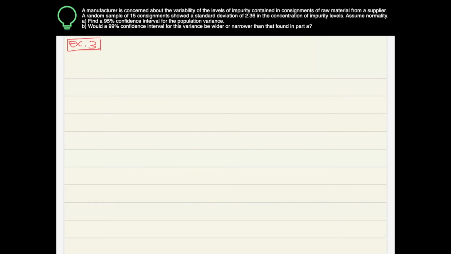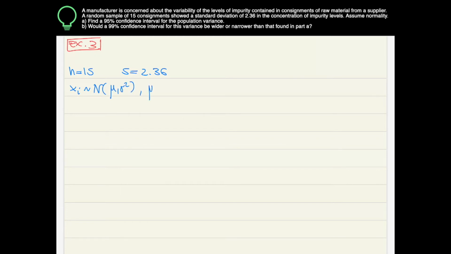A manufacturer is concerned about the variability of the levels of impurity contained in consignments of raw material from a supplier. A random sample of n equal 15 consignments showed a standard deviation of 2.36 in the concentration of impurity levels. With this phrasing, what is intended is that the sample standard deviation is 2.36. We can assume normality, and therefore our population is normally distributed. This is one of the assumptions.